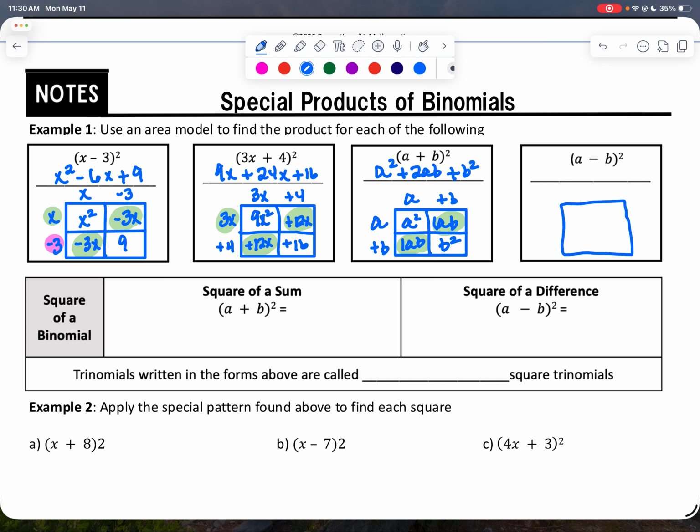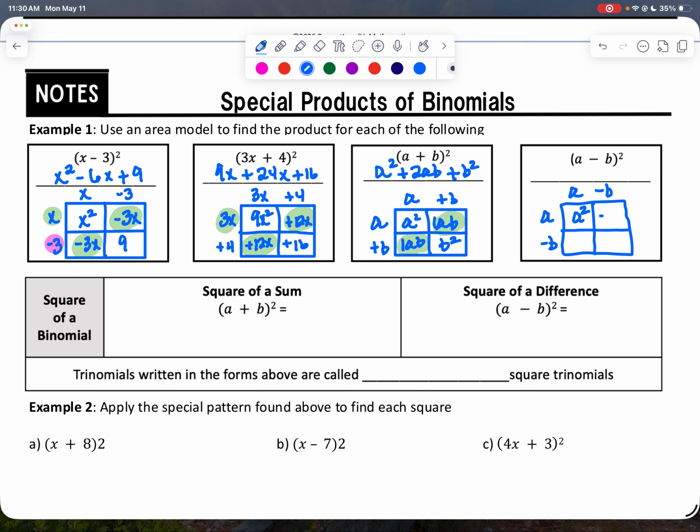On our last problem, we have a minus b quantity squared. So we're multiplying a minus b times a minus b. Pause the video and try this problem on your own. All right, welcome back. Let's see how you did. A times a was a squared.